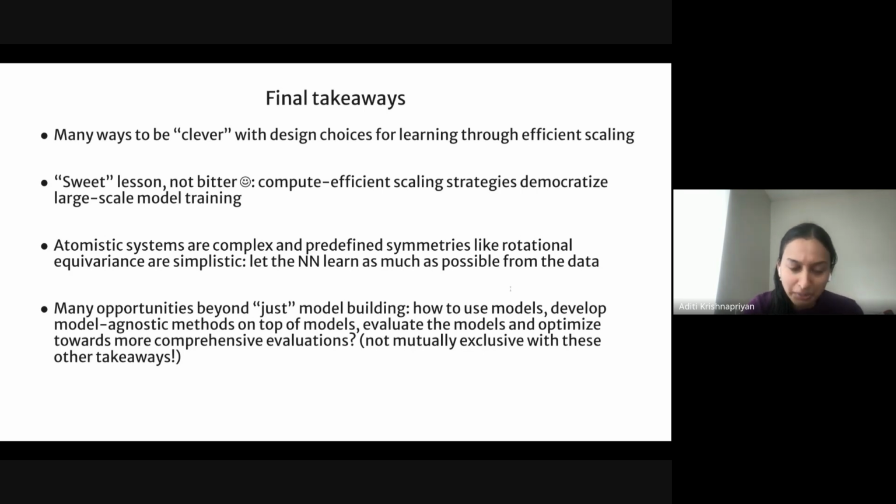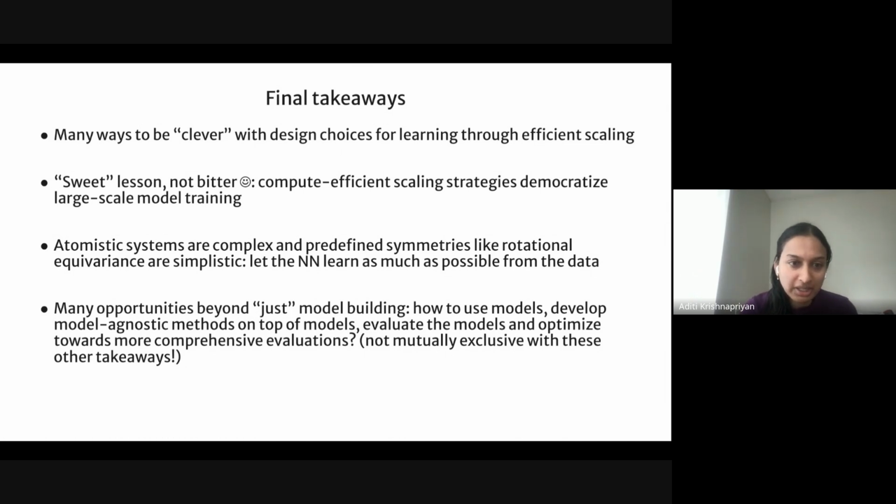I mentioned this idea of the bitter lesson, this idea that compute efficient scaling strategies tend to outperform when you handcraft domain constraints into neural networks. But in this field, I actually think in a way, this is like a sweet lesson, because I think a lot of very constrained models are really hard to train unless you have a huge amount of compute. And I think these compute efficient scaling strategies might hopefully democratize large scale model training so that a lot more people can actually go and do this, not just a very small number of people who may have access to a lot of compute.